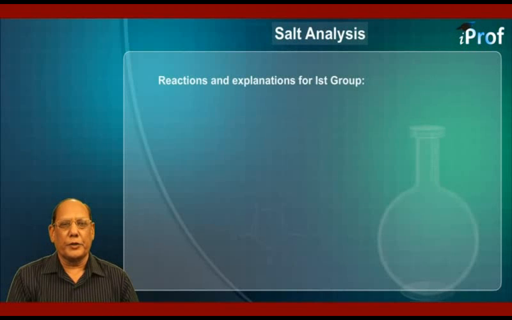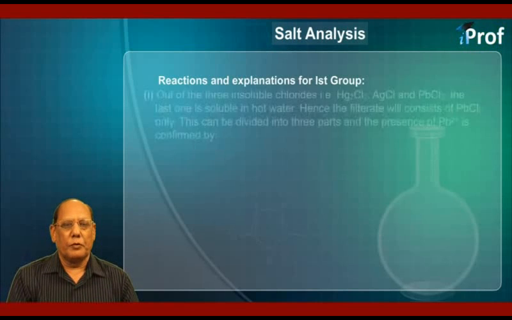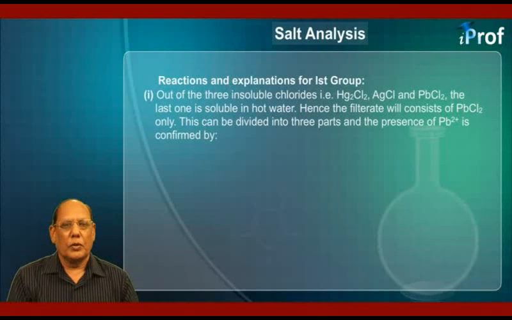Reactions and explanations for first group. So, the first point is, out of three insoluble chlorides, that is Hg2Cl2, AgCl and PbCl2, the last one is soluble in hot water, hence the filtrate will consist of PbCl2 only.